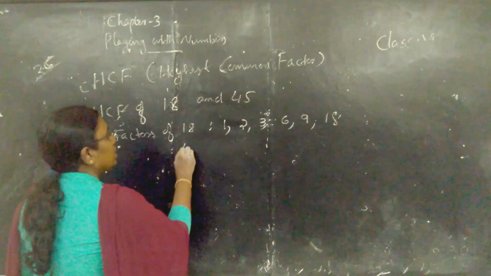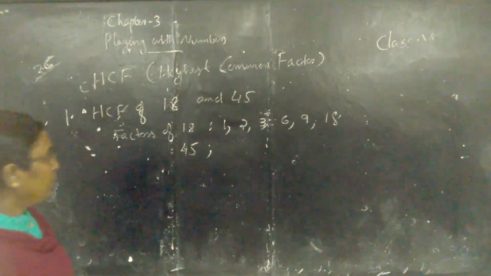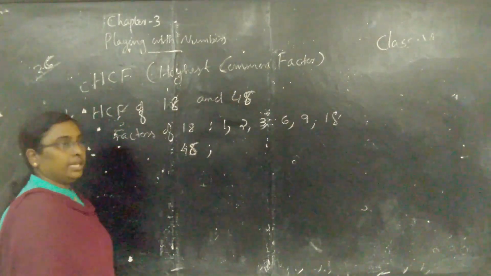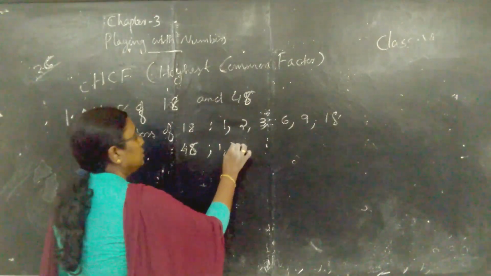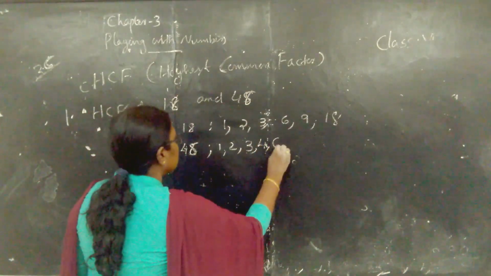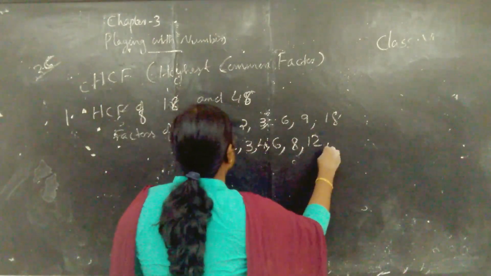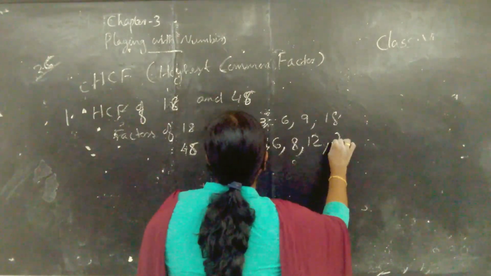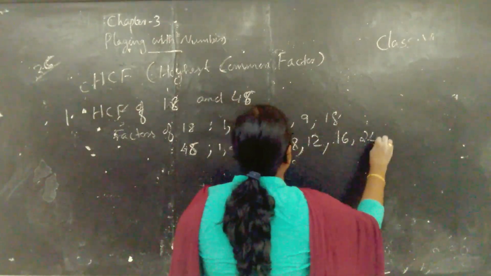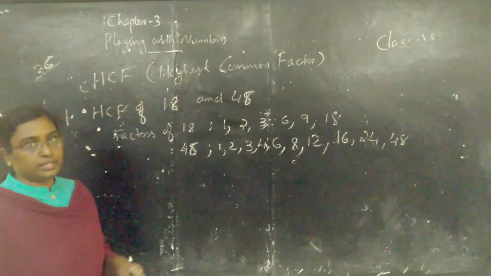The factors of 48 are 1, 2, 3, 4, 6, 8, 12, 16, 24 and 48. These are the factors of 48.